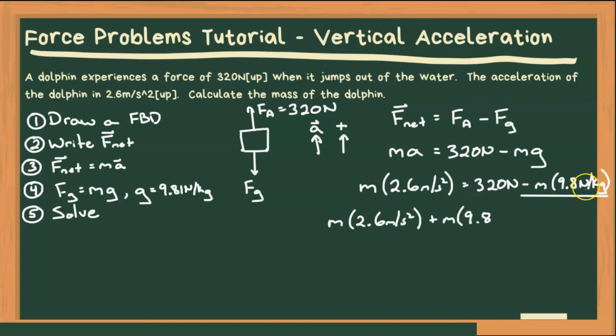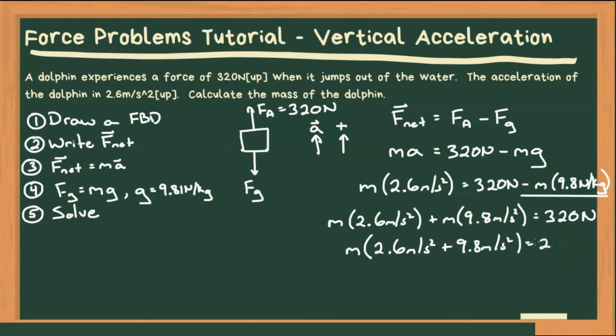And if you like, you can change the units of newtons per kilogram to meters per second squared. They're equivalent. You don't have to, but it makes it easier to see that we're going to add those in a minute. And that equals 320 newtons. So now we can factor out a mass, where we're left with 2.6 meters per second squared plus 9.8 meters per second squared is equal to 320 newtons. 2.6 plus 9.8 is just 12.4 meters per second squared. And that equals 320 newtons.